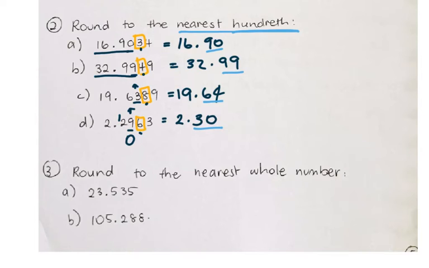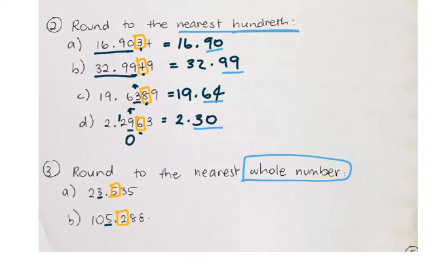Question 3, round to the nearest whole number. Okay, so that means my decimal place is this here, because I just want a whole number. I don't want any numbers after the decimal place. So I'm going to look to the numbers after it, so I'm going to box those up because they're going to tell me what I need to do in terms of rounding.